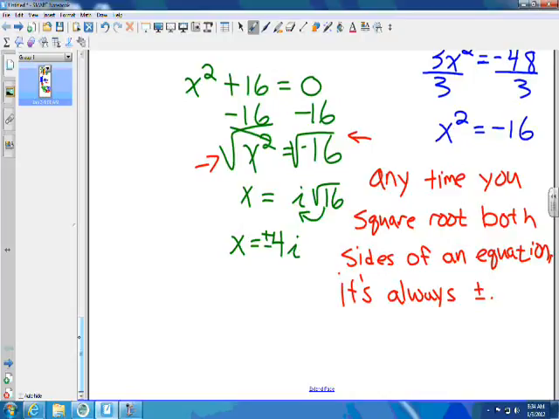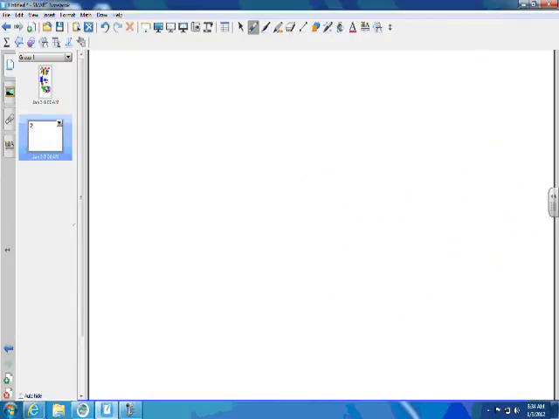Page 262. We have two more examples to go through, and they are adding, subtracting, multiplying, dividing with the complex numbers. So example 6, we have 6 minus 4i plus 1 plus 3i.